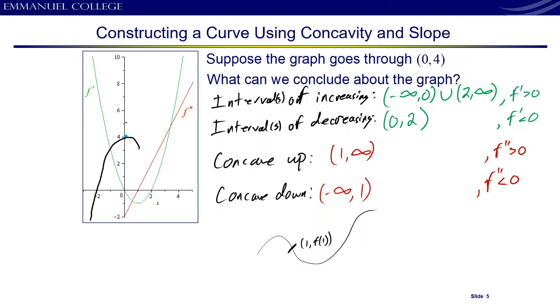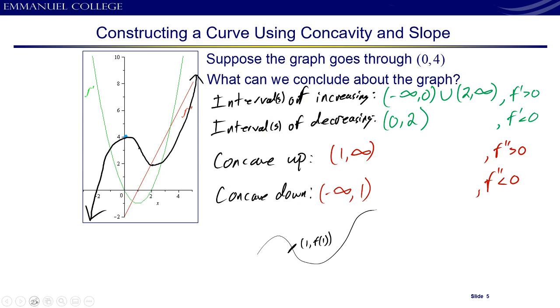Now, granted, I didn't really hit the point directly, but it's pretty close. Then I need to start doing, the function is going to be decreasing, decreasing, decreasing to here, where the derivative equals 0 again. And then I can just increase again. So something along these lines.